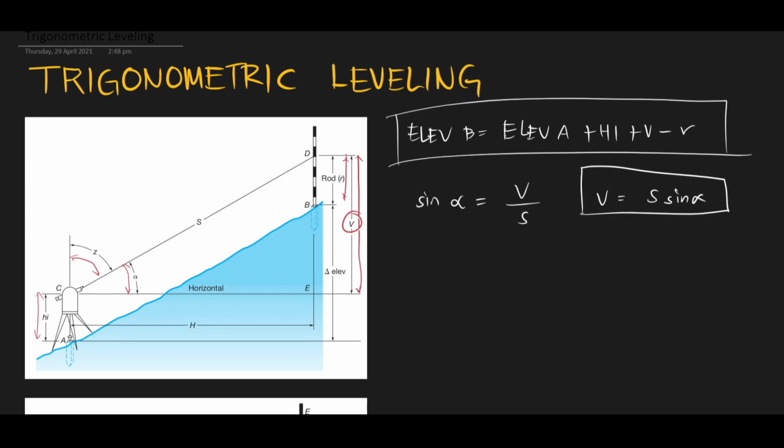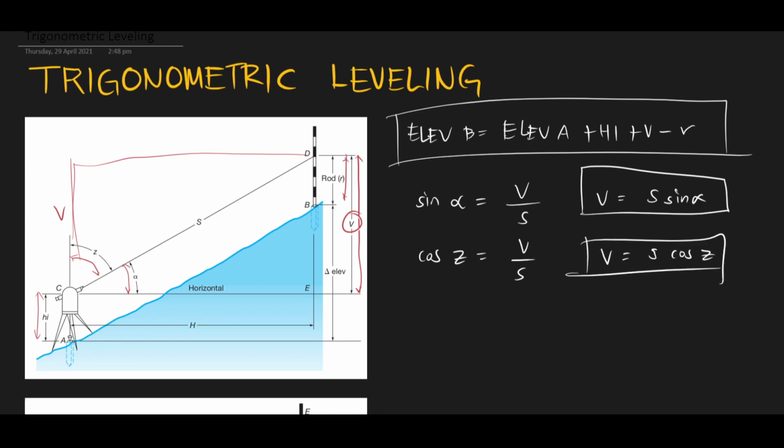What if you use the zenith angle? For the zenith angle, use this triangle, see right here. So this will be our V right here. If we want to use that, we can use cosine of Z, the zenith angle. So that would be V over the hypotenuse, which is S. So you can also get V by S times cosine of Z. Okay, so there you have it.